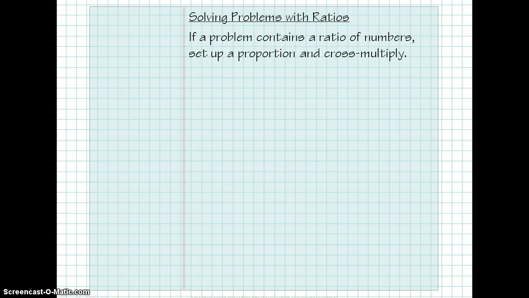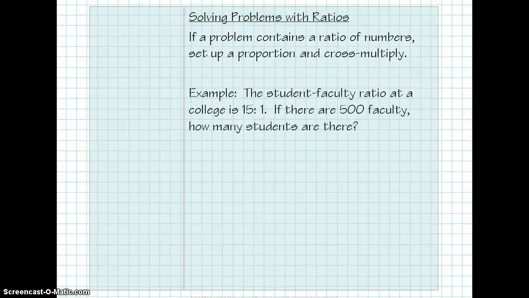So to solve problems with ratios, generally you want to set up a proportion and then end up cross multiplying. So for example, the student-faculty ratio at a college is 15 to 1. If there are 500 faculty, how many students are there? All right, so we first want to identify what things we're talking about here. So we've got students, and then we've got faculty. Okay, so setting up my proportion, then I'm going to have 500 faculty is what I know, and how many students is what I'm trying to figure out.